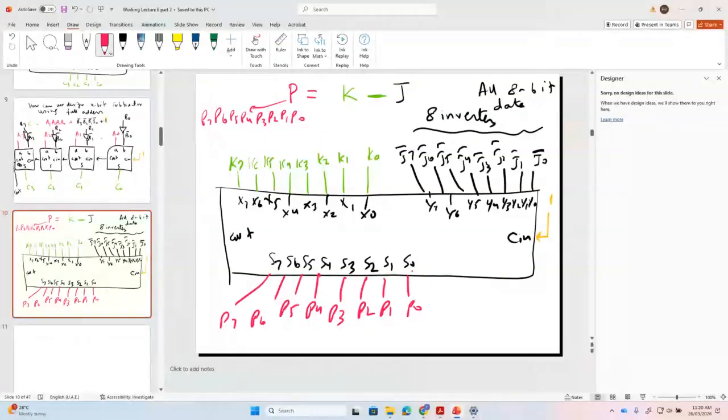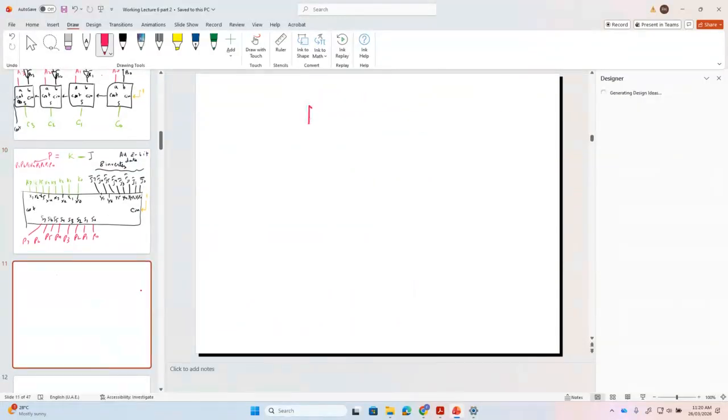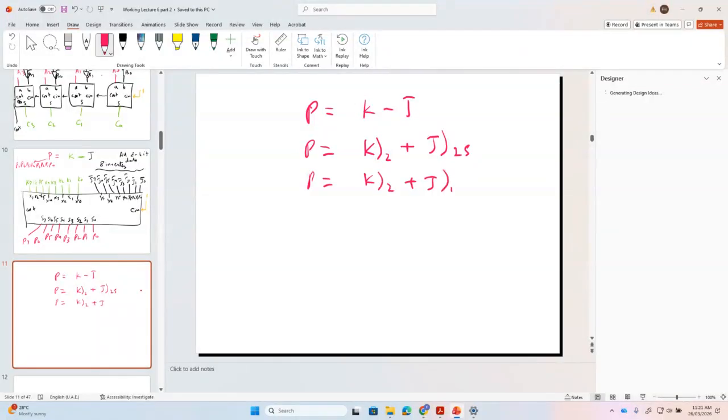Professor, is this the two's complement or are we only subtracting? We are subtracting, because you know what P minus J is. So now, in the next slide, can you see? If you want to have P is equal to K minus J, we can write this as P is equal to K plus the 2's complement of J. This is the binary. So this is actually K plus J's 1's complement plus 1. Got it or not?